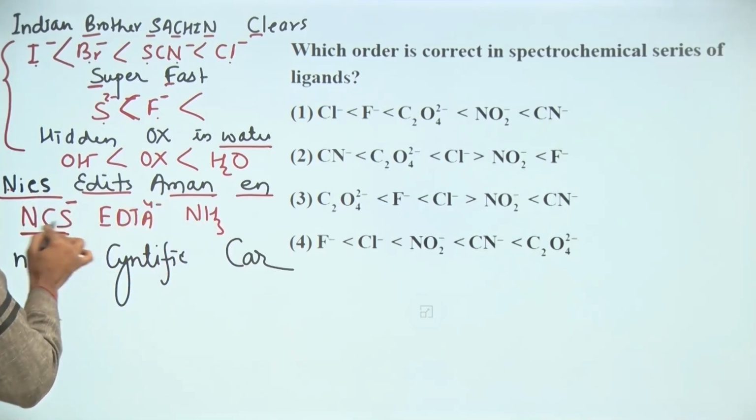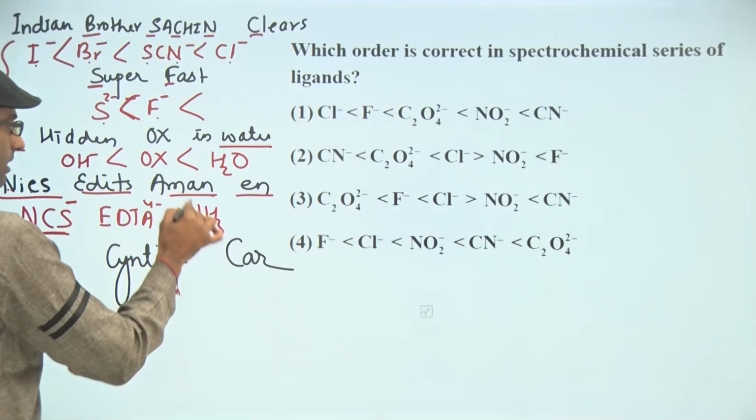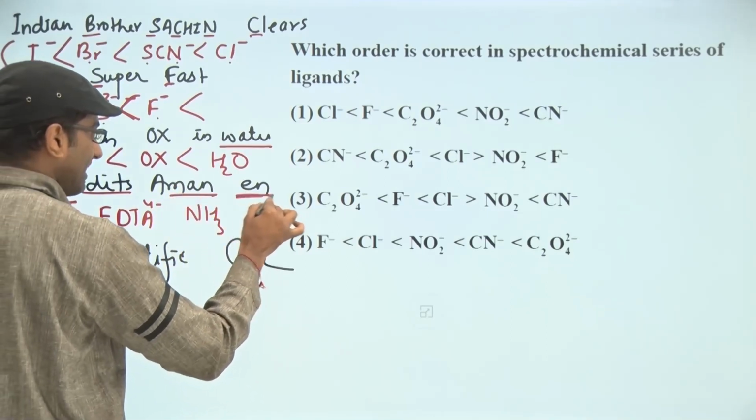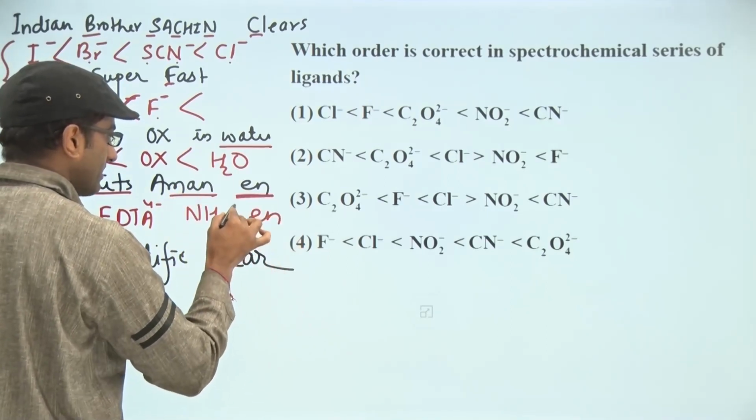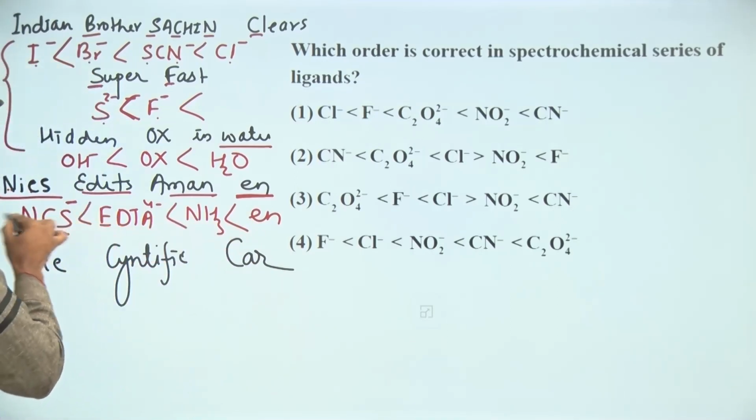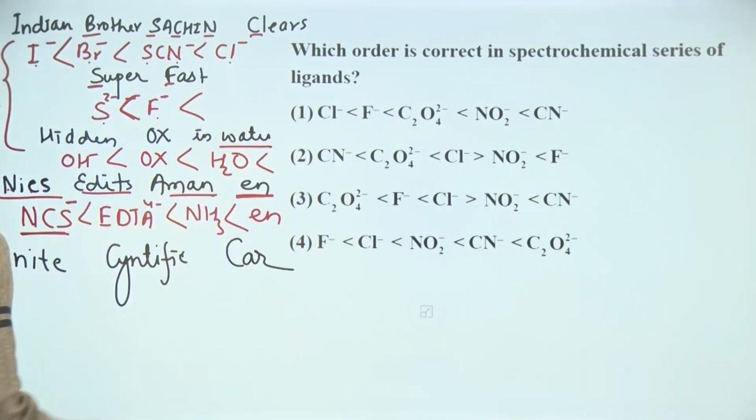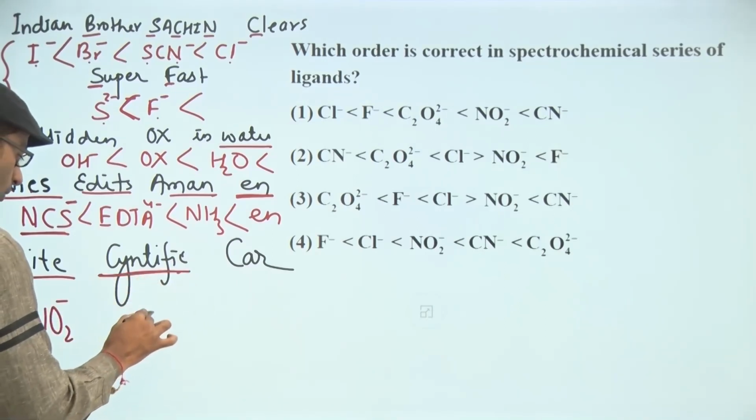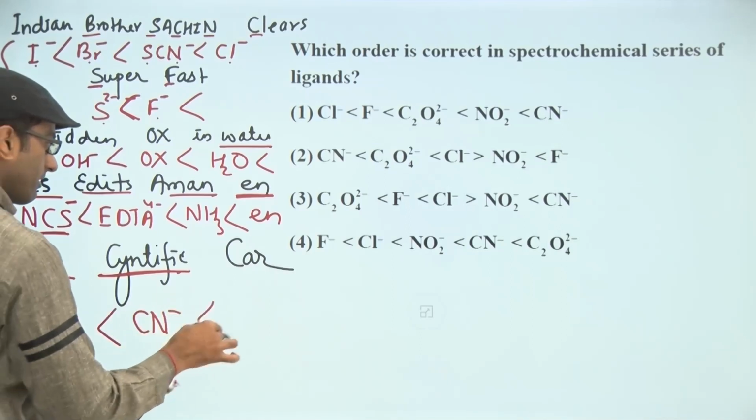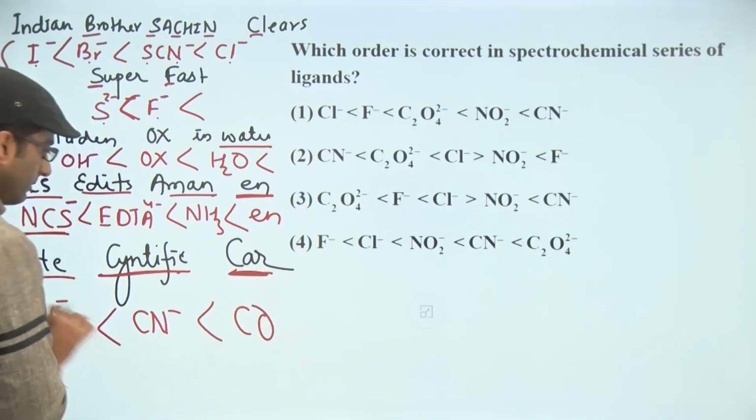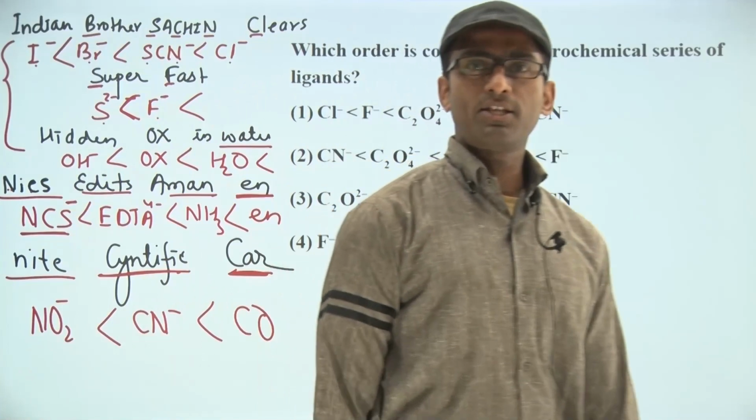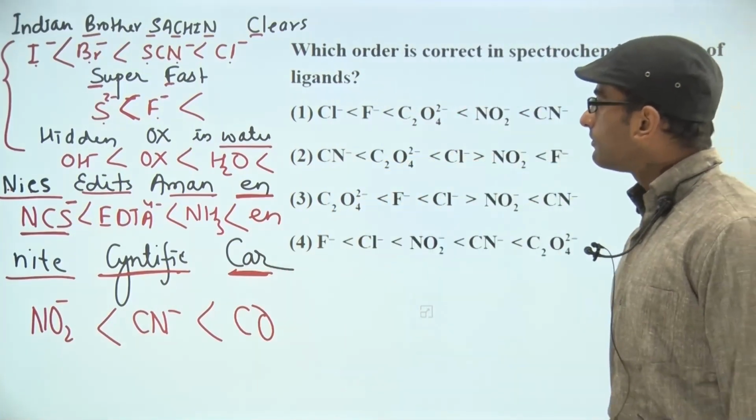So next NCS, EDTA, next Aman, the amine group, and EN, ethylene diamine. EN is a representation. This is the order of strength. Next, in Knight: nitrite, scientific: cyano, car: carbonyl, CO. This is the order.